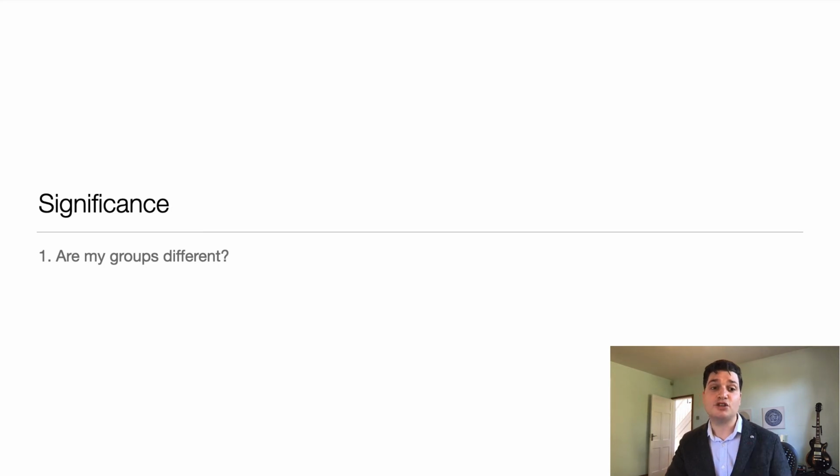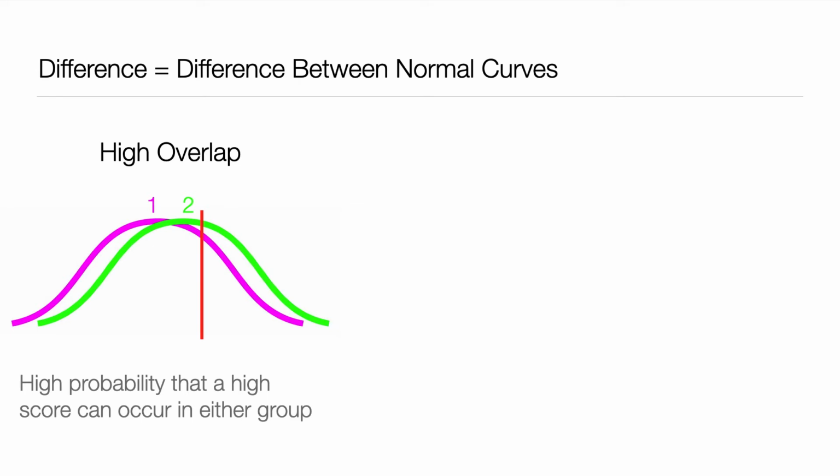Significance tells you if groups are different. So we've got 2 normal curves and they overlap a lot. So there is a high probability that if you score where that red line is, you could be in the green or the pink group because there's such a high overlap of those.